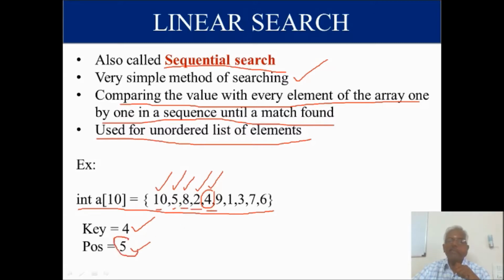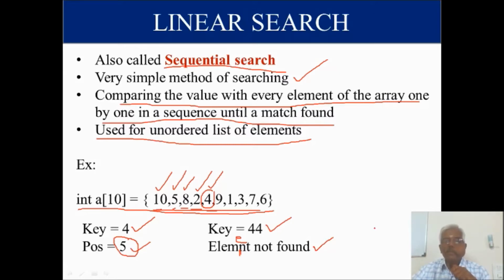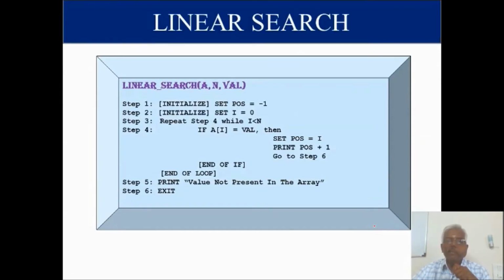This is my answer. If I search all the elements and still it is not found in the list, then we can say the element not found in the list. Sorry, here there is a spelling mistake, element. Now if you want to search the element 44, the 44 is not found in the list, then I can say the element not found in the list. So the algorithm is very simple.